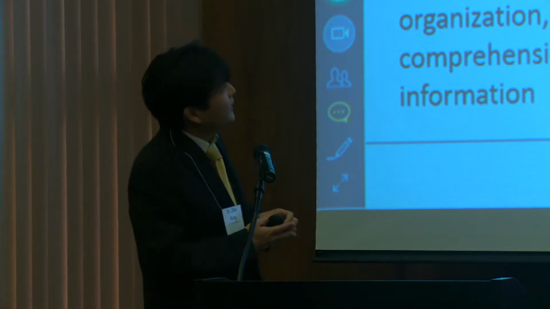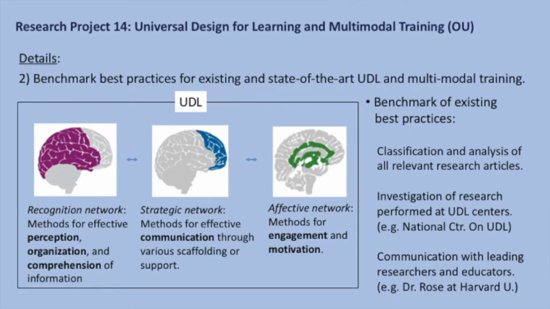So here is a brief outline of the UDL model, and I'm really sorry, it's really challenging for me to speak into the microphone and try to read from the slide. Concisely explained, our brains would function in this process, and the keywords for each process would be the information representation methods, the action and expression methods, and third, the engagement methods.